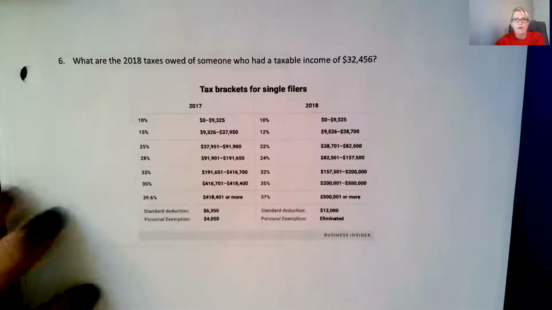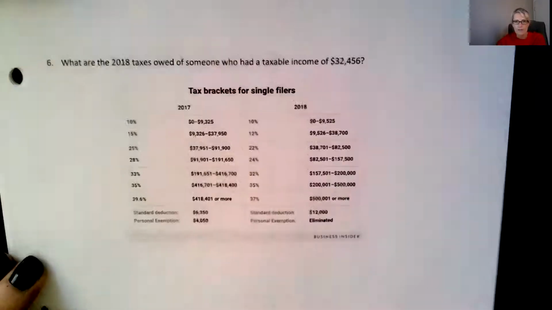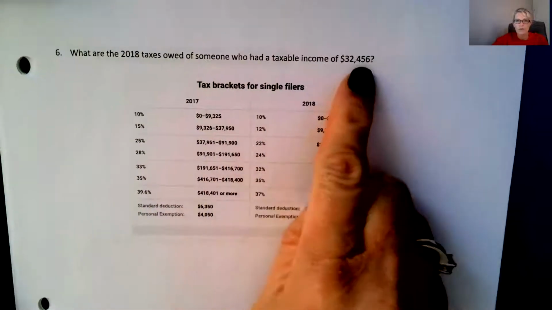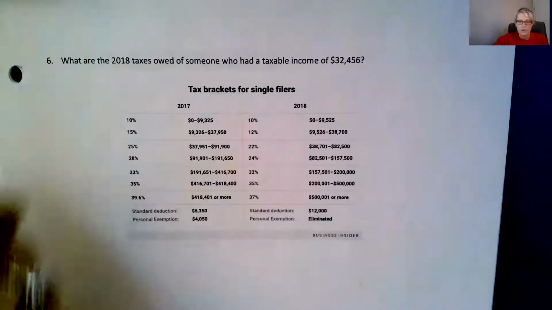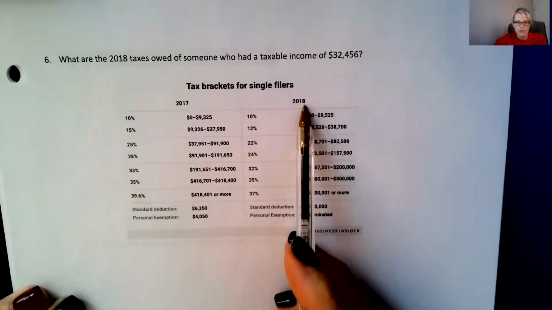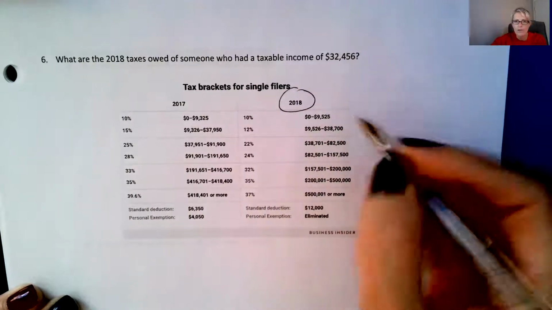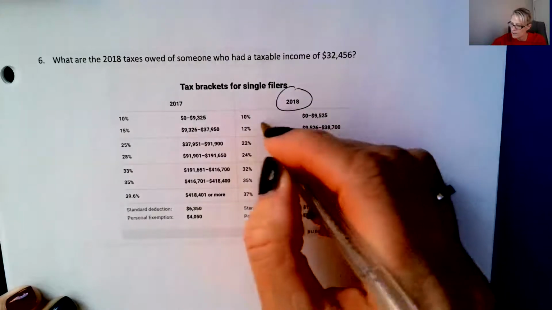Okay, let's flip to problem number 6. So taxes, you all just finished this really in your income unit project. You did a great job. So it says, what are the 2018 taxes owed of someone who had a taxable income of $32,456? So this is 2018 is what we're looking at. So their taxable income falls into this category right here.